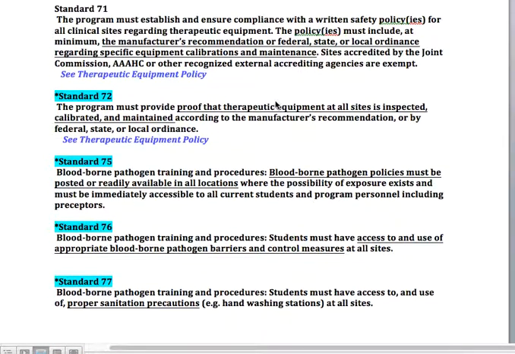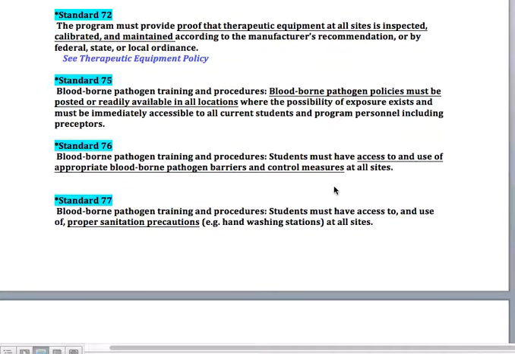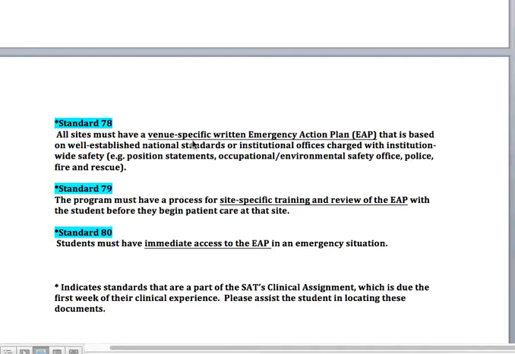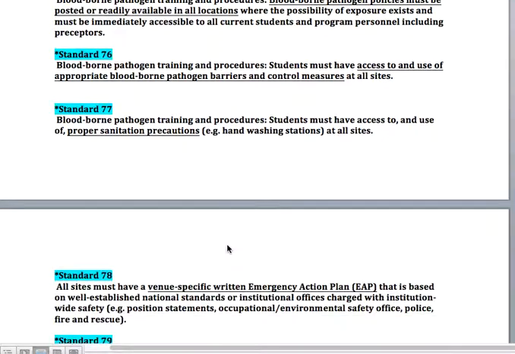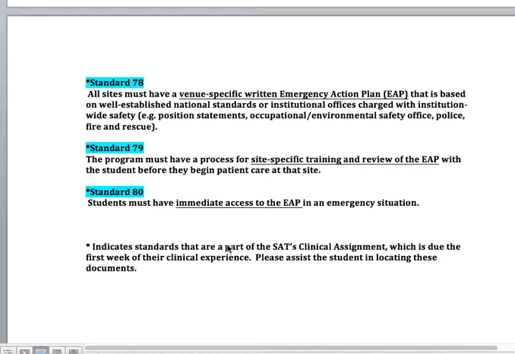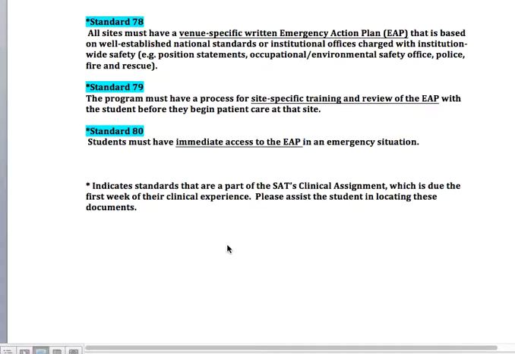The rest we've talked about: the therapeutic equipment needs to be maintained. Bloodborne pathogen policies need to be available to you. Barriers and control measures need to be available. Sanitation stations. There needs to be a written emergency action plan. You need to review it. You need to have access to it. So if those standards are not being kept or they're missing at the place where you're at, I need to know immediately because they were in place when I last checked your clinic or your facility. But if they've changed, I need to make sure that those are put back in place.